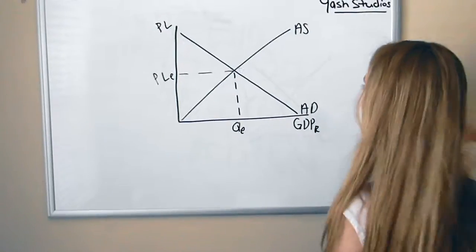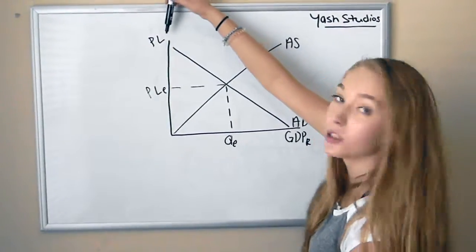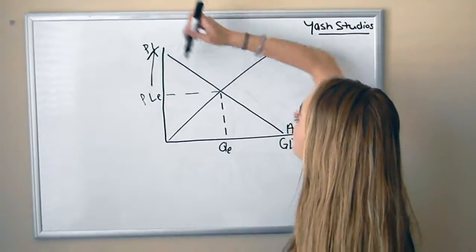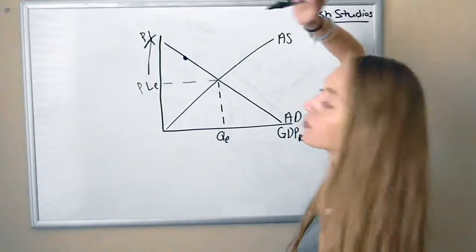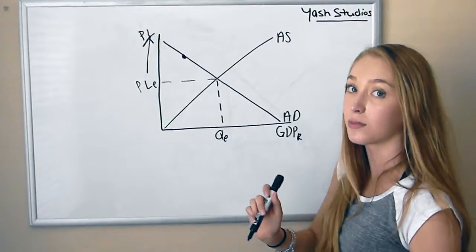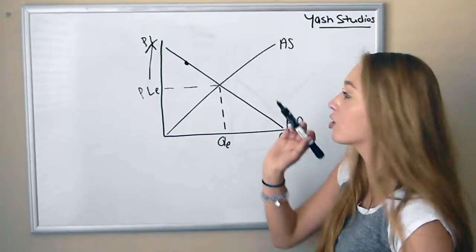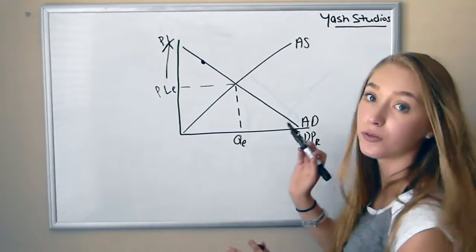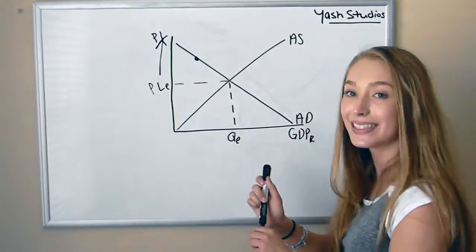Alright, so as you can see, if you were to change the price level, which is the y-axis right here, as you move price level up, it will just move the point along the curve. So it will not actually shift the aggregate demand curve, it'll just move the point along the curve, so it will not affect GDPR unless there is a shift of the aggregate demand curve.